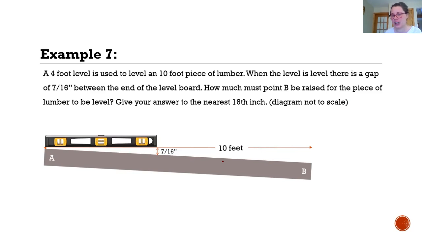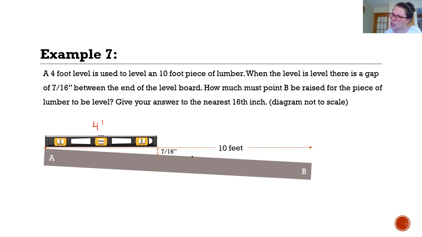So in this case, we've got a 10-foot distance. Now this is obviously not drawn to scale, but we have a 10-foot distance here, and I've got a 4-foot level. So maybe I should read the question first to tell you where those numbers are coming from. It says a 4-foot level is used to level a 10-foot piece of lumber. When the level is level, sounds like a tongue twister, there's a gap. So when this level is showing the bubble in the middle, between the end of the level and the piece of lumber, there's a gap of 7/16 of an inch between the end of the level and the board.